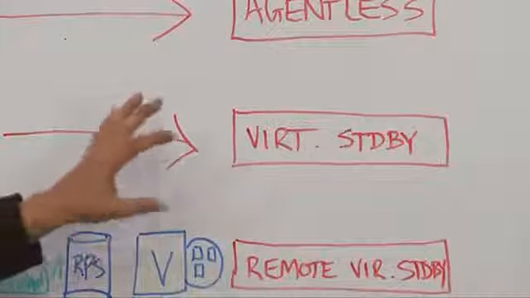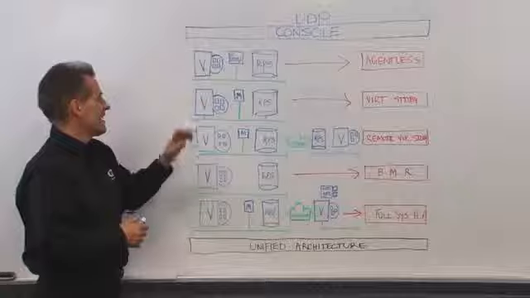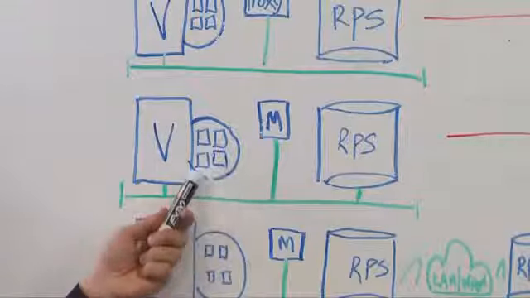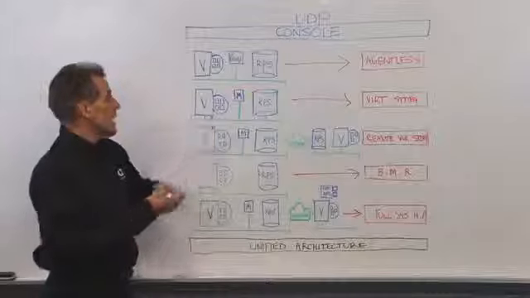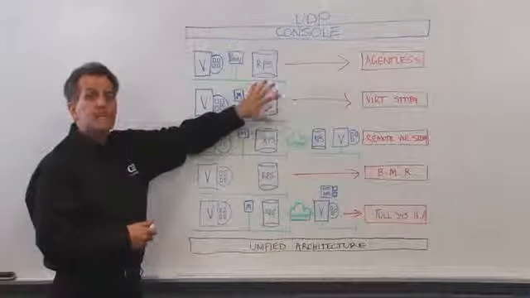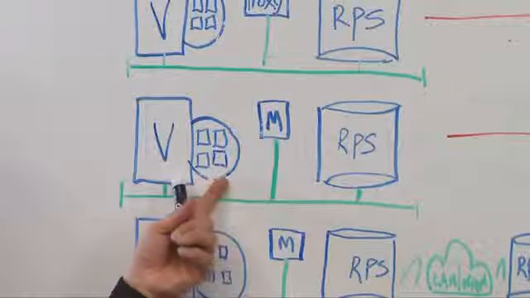The next part we look at is virtual standby, my colleague Max's favourite component. Again, the agentless backups are stored in the recovery point server. Something happens to one of these virtual machines, and the monitor from the recovery point server gets that last backup and brings up that virtual machine on the fly.